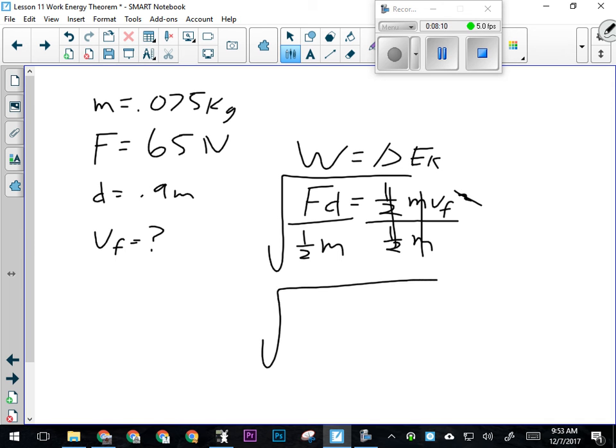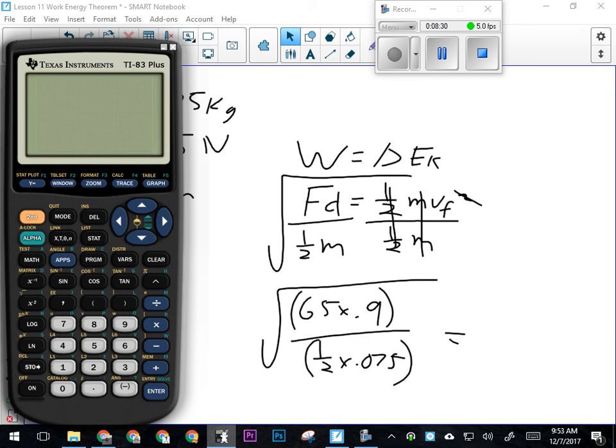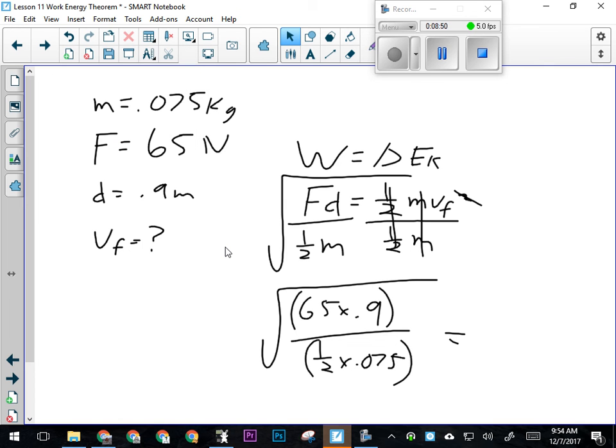So then I'm going to go 65 times 0.9. Okay, that's force times distance, divided by 1/2 times 0.075 kilograms. The key to this is you have to bracket this and bracket that. Otherwise, your calculator will do order of operations and mess it up. All right, so we're going to have 65 times 0.9, okay, divided by 0.5 times 0.075, and then I'm going to square root that answer. Right, and I get 39.5 meters per second.